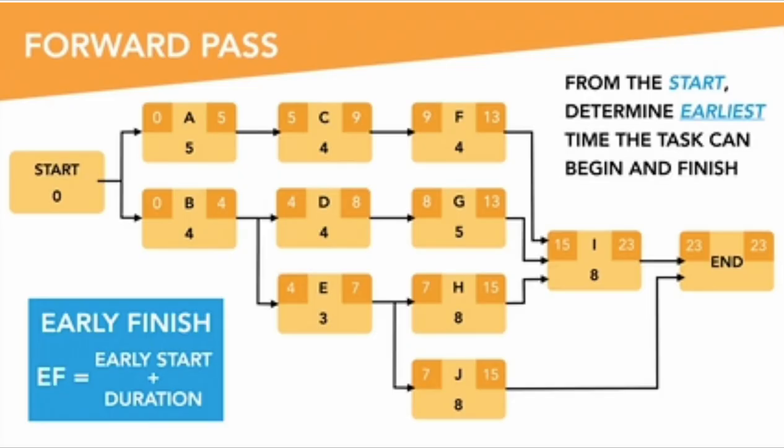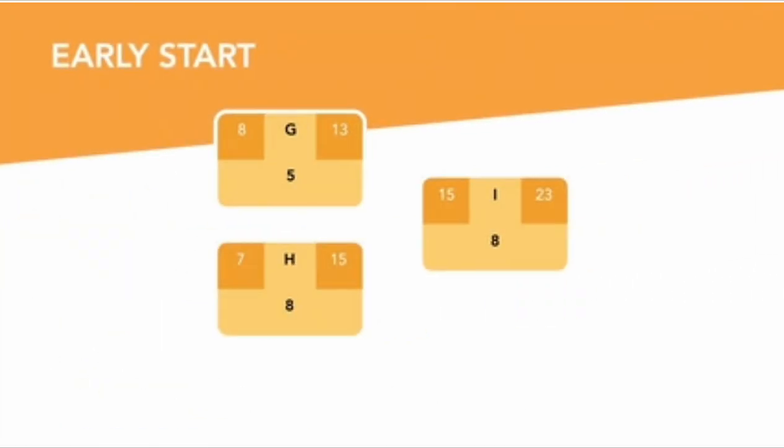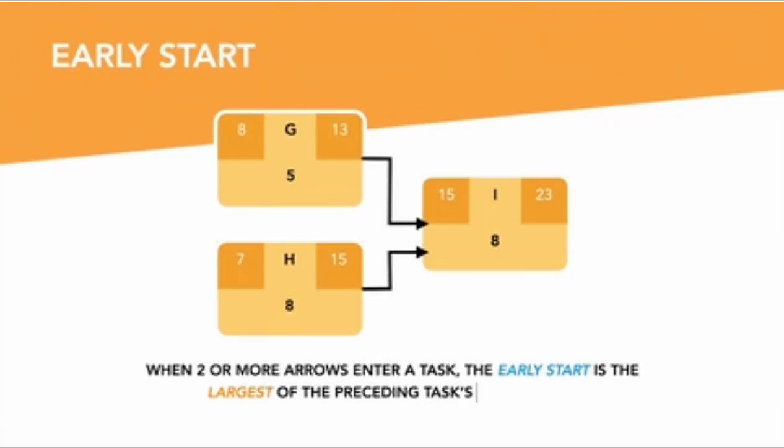If we do this, we look at the rule. The rule, when it comes to the early starts, is when 2 or more arrows enter a task, the early start is the largest of the preceding tasks' early finish. Makes sense, right? You can't start until the last predecessor is finished doing what it's supposed to do.